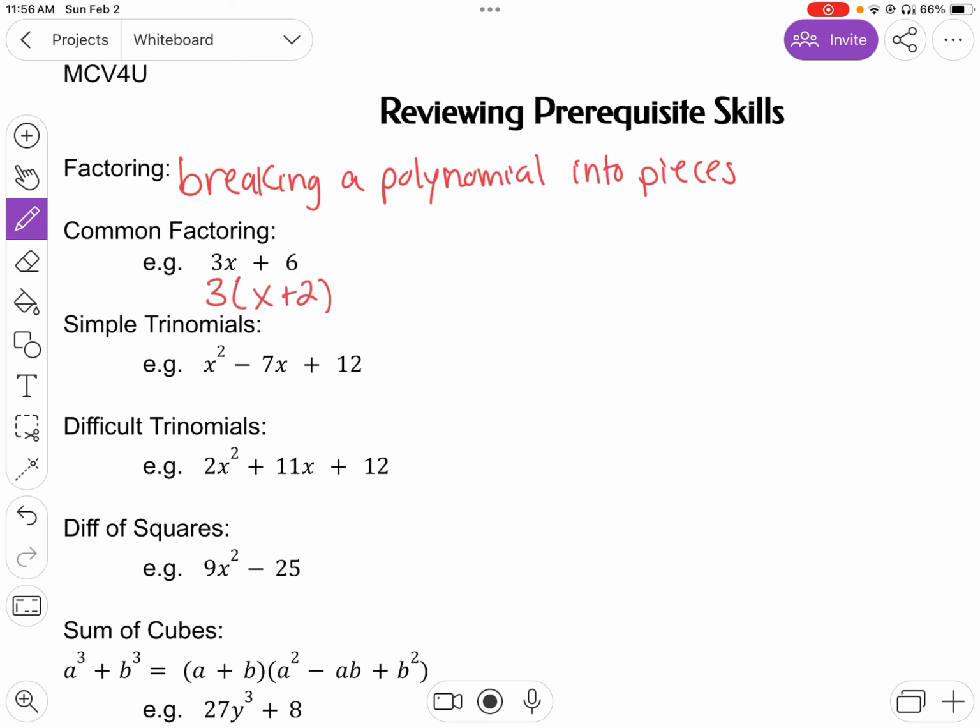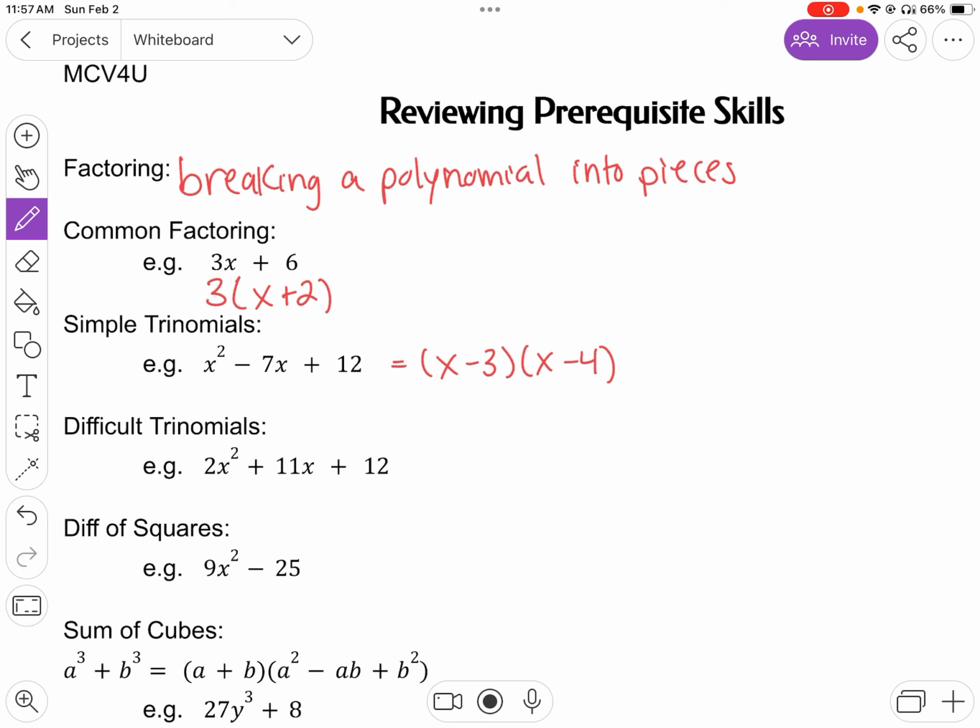Then the next kind of easiest one would be simple trinomials. So we're trying to think of two numbers that multiply to give us that last term, 12, so positive 12, and add together to give us that middle term of negative 7. So those numbers are going to be negative 3, so we put that in our first bracket here, and negative 4. So that one's fairly simple, not a lot of work to be done. Once you find those two mystery numbers, you just plug them right into the brackets.